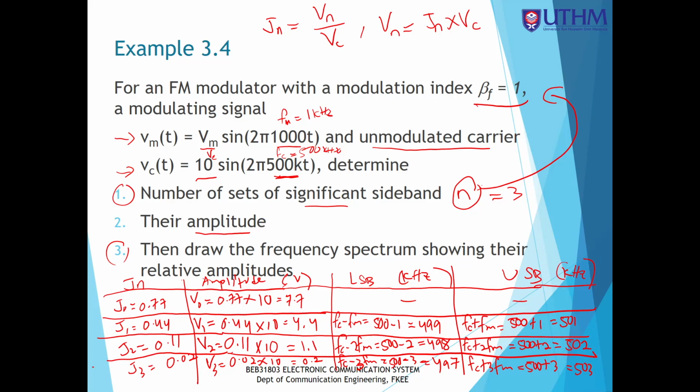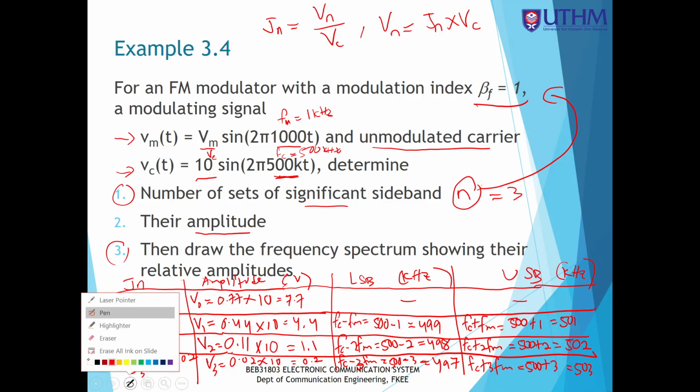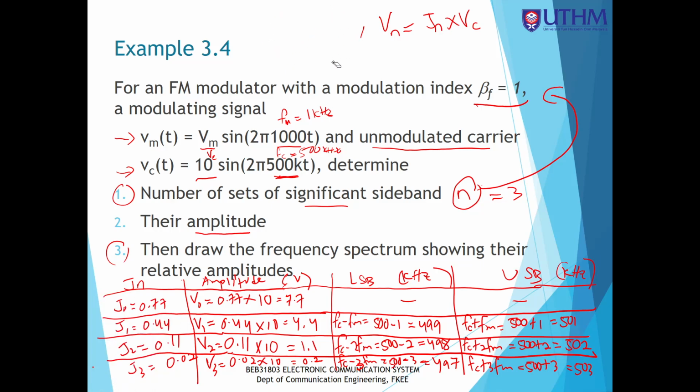Then what? Draw the frequency spectrum showing their relative amplitude. This question is supposed to ask to draw the amplitude, not the relative amplitude. Because if you want to draw the relative amplitude, you just need to put 0.77, 0.44, 0.11 and 0.02. So I will explain both of it, so that you are not confused.